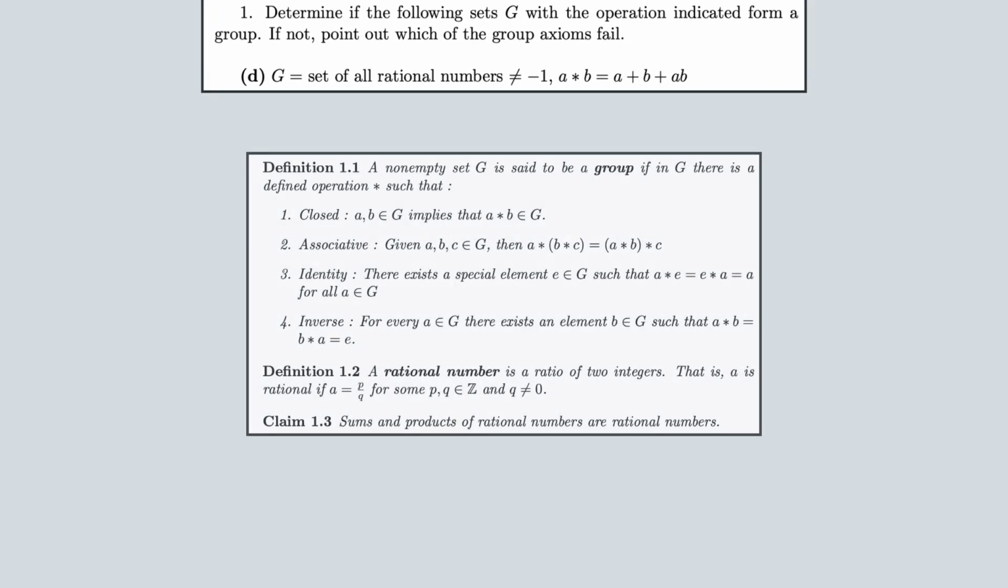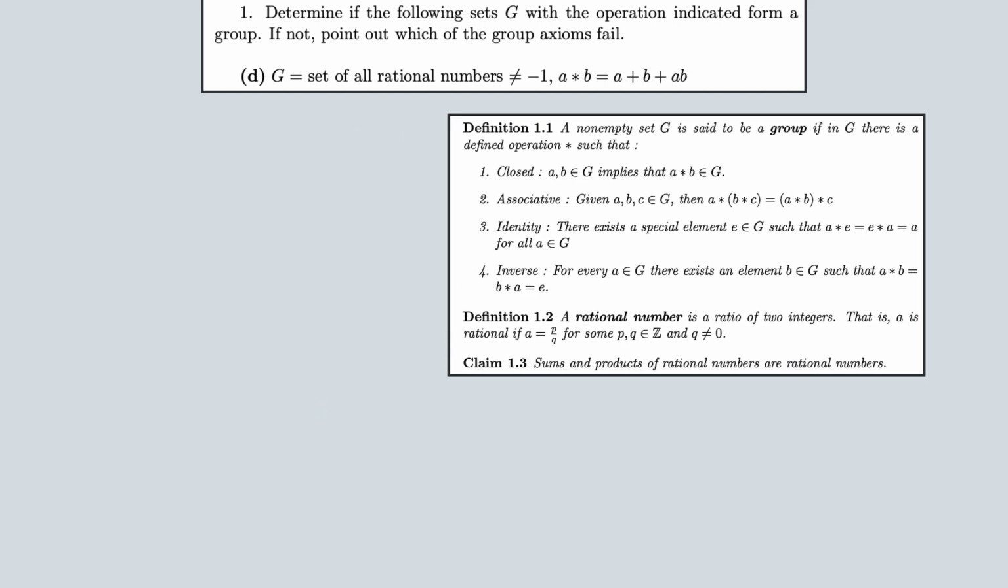To check if something's a group, we need the definition of a group. It's a set and an operation with these 4 conditions that we'll check one by one. We also need to remember that a rational number is a ratio of 2 integers, and most importantly, don't forget that the denominator cannot equal 0. And we're going to use the fact that sums and products of rational numbers are always rational numbers.